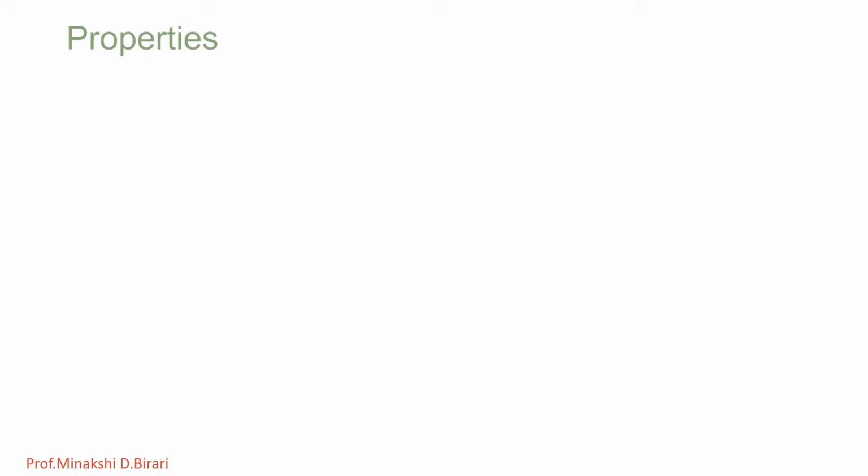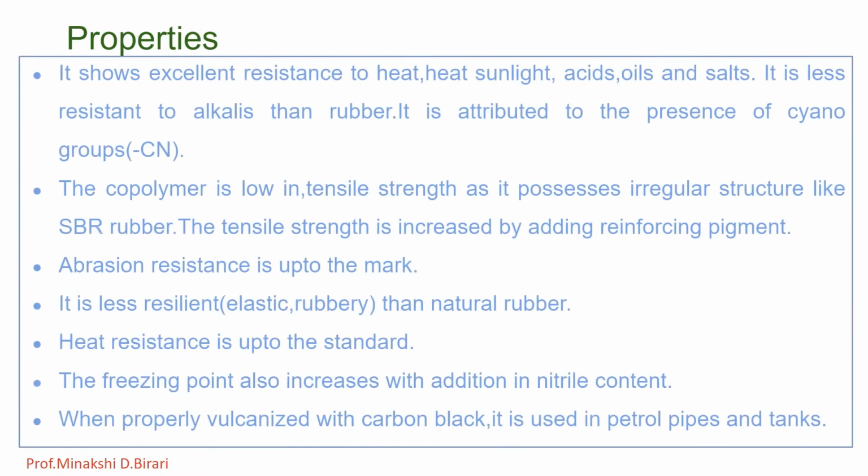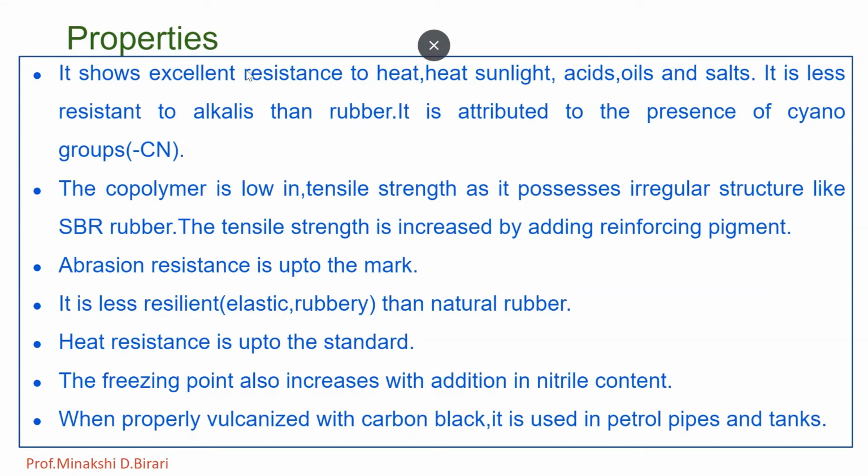Then let us see the properties of Buna-N. It shows excellent resistance to heat, sunlight, acids, oils and salts. It is less resistant to alkalis than rubber. This is attributed to the presence of cyano groups, that is the cyanide group. The copolymer is low in tensile strength as it possesses an irregular structure like SBR rubber.